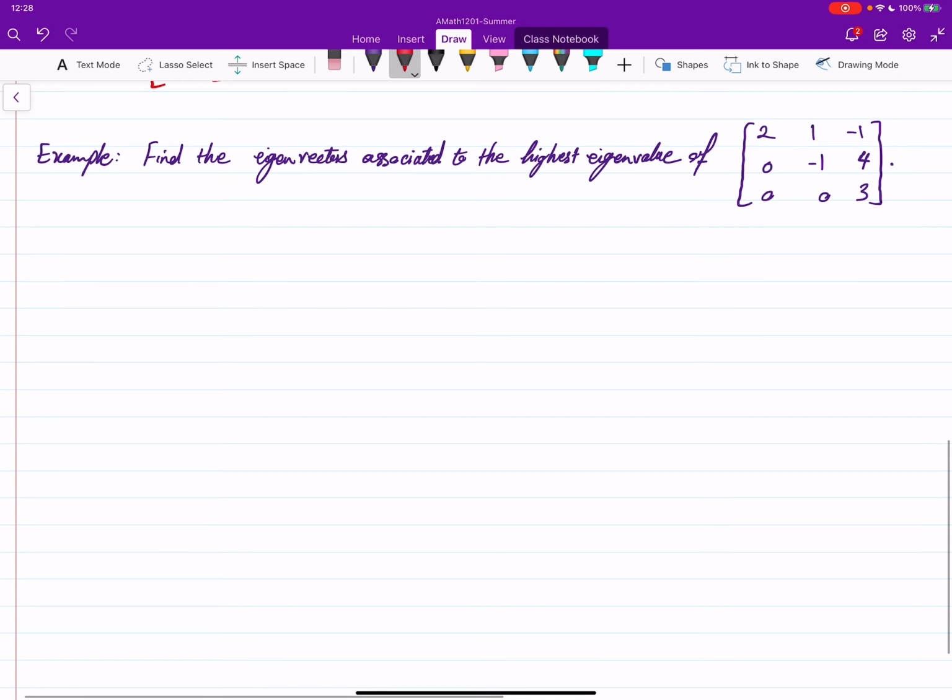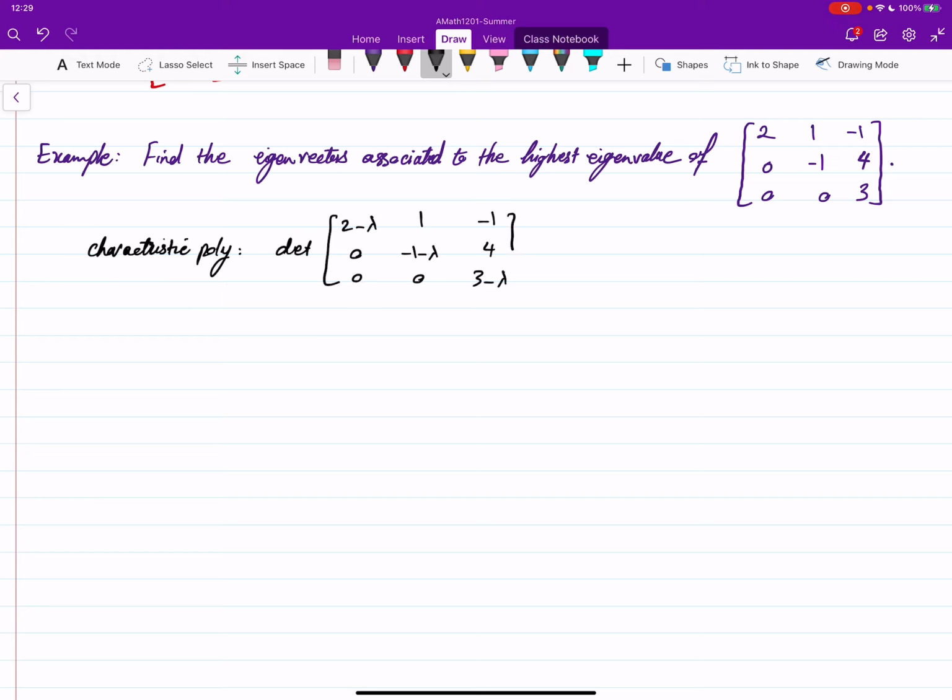This is a 3 by 3 matrix. I will go a little bit fast on this, but you can see all the steps here. So first thing, the characteristic polynomial. This is the determinant of 2 minus lambda, negative 1 minus lambda, 3 minus lambda. Everything else you leave as they are in A. So the determinant, do it yourself, but what you will find is 2 minus lambda, negative 1 minus lambda, and 3 minus lambda.